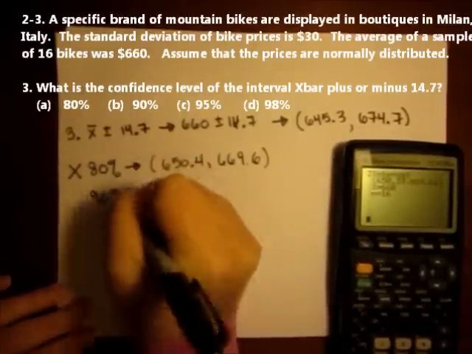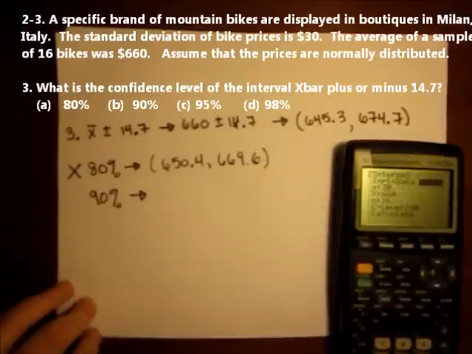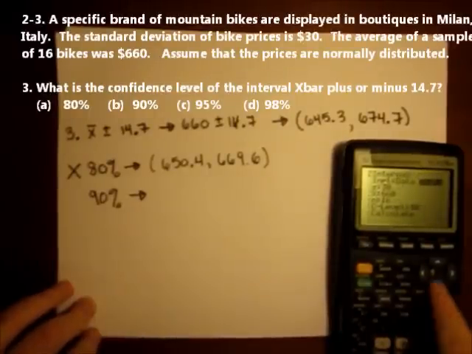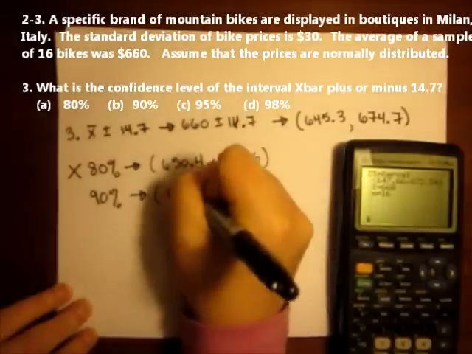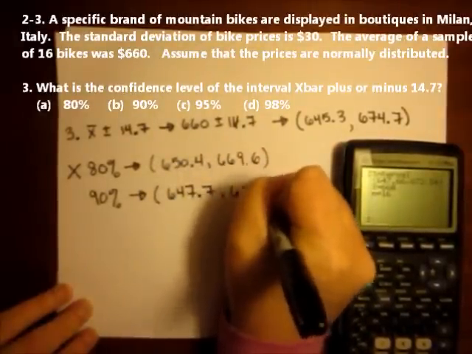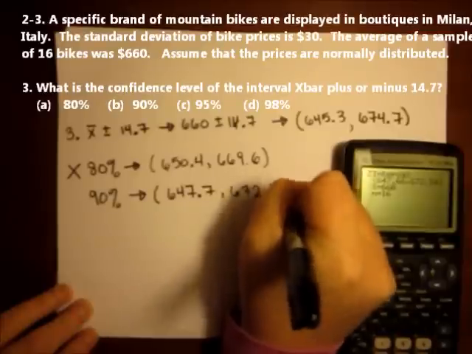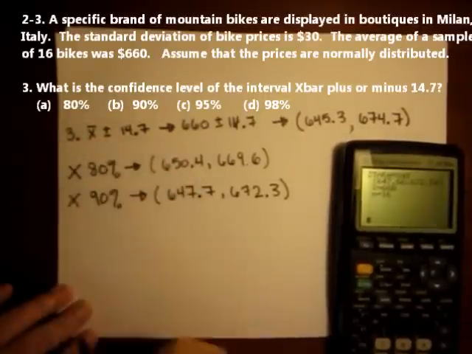The next option is 90, so again I go to Stat, Tests, z-interval, and all I have to change is the confidence level. If I change that to 90, what I get is a 647.7 to a 672.3. Okay, that's closer but not exact, so that's probably not the answer.